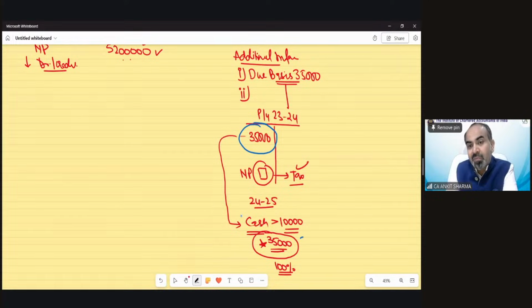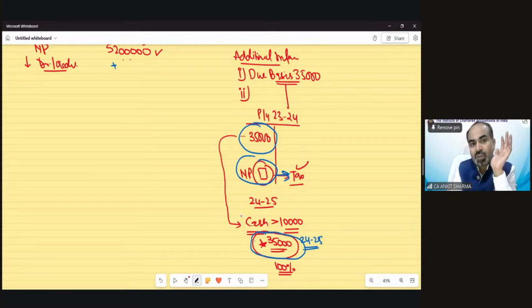But this was done in the previous year, and we have already claimed it, filed the return of income, and deposited the tax. Whatever we have already done cannot be changed. We cannot go into a time machine. Whatever has been done in 23-24 has been done. But you violated a provision by paying the amount in cash. So what can we do? We can tax that amount in the year in which the payment has been made. That's why we are going to tax 35,000 rupees in this year.